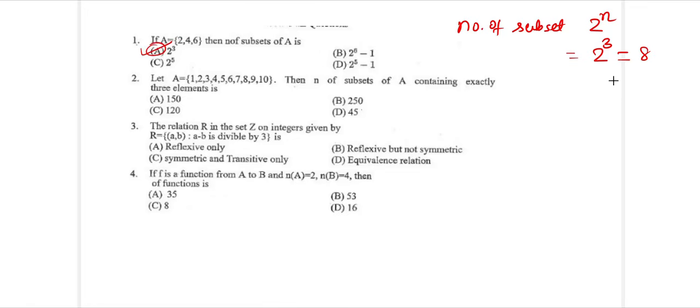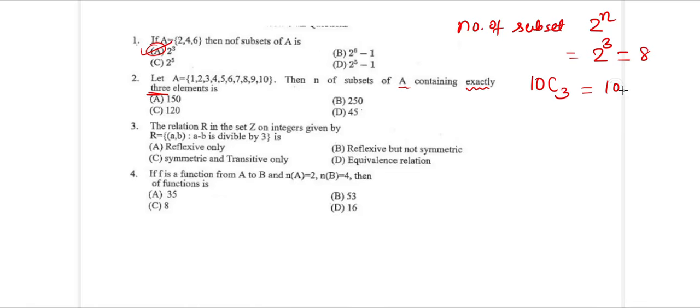Since the expression 8 is not among the options, you can just mark 2 power 3, which will be your answer. Next, let A be a set that contains 10 elements in total. Then the number of subsets of A containing exactly 3 elements. There are going to be very many subsets of A that can be generated, but what you are interested in is exactly 3 elements. So out of the 10 elements available in A, you are going to choose only 3 elements. That is nothing but 10C3.